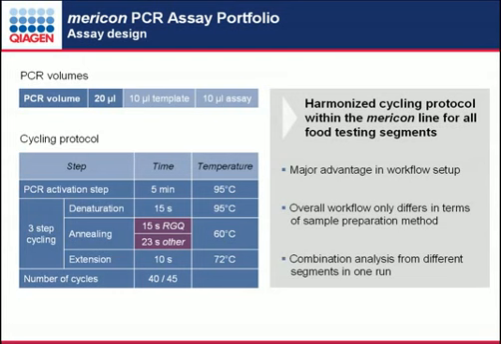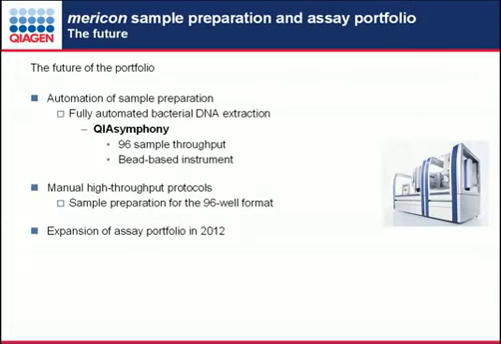So the PCR volumes are 20 microliters, 10 of template, 10 of assay. There is an activation step of 5 minutes, and the harmonized protocol is 3 steps: denature at 15 seconds, anneal at 15 seconds, and extend at 10 seconds. There are 40 cycles for the pathogen test and 45 for the GMO. So this is a major advantage in the workflow setup and in combining analyses from different segments in a single run. So where are we going to take this now?